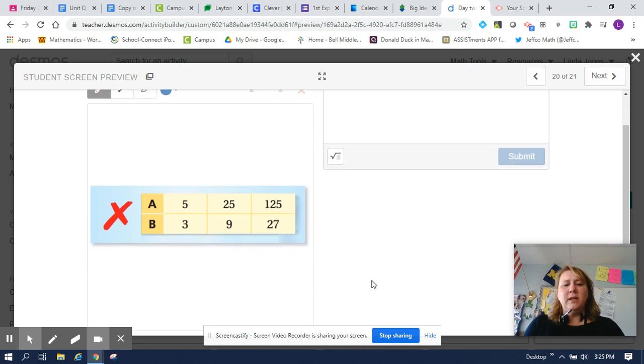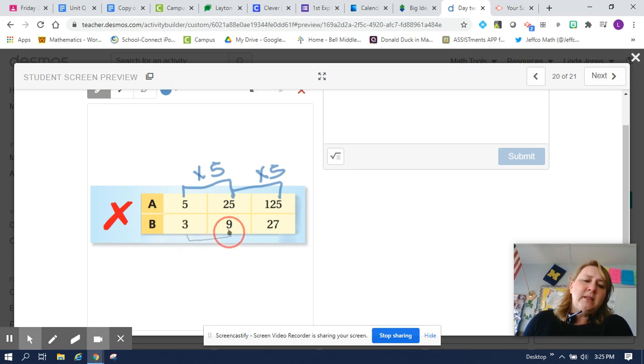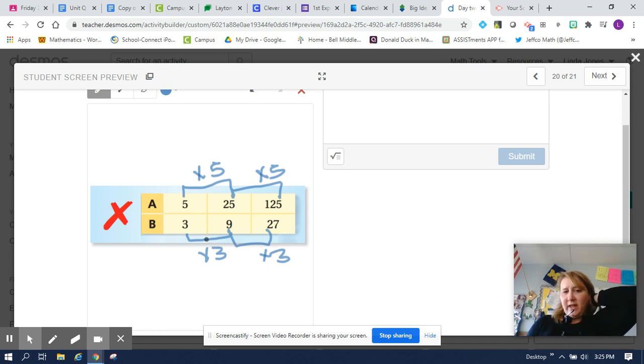Oh my gosh, don't you love these? At least these ones I can kind of see some patterns, right? From 5 to 25 is times 5, and 25 to 125 is also times 5. 5 quarters gets me $1.25. And on the bottom, 3 times 3 is 9, and then another times 3. Notice what they're doing. We talked about the two different ways you could find a ratio, or fill out this ratio table.